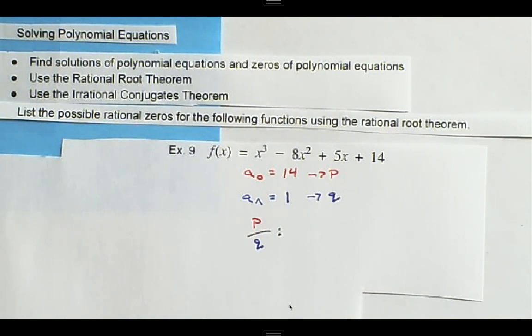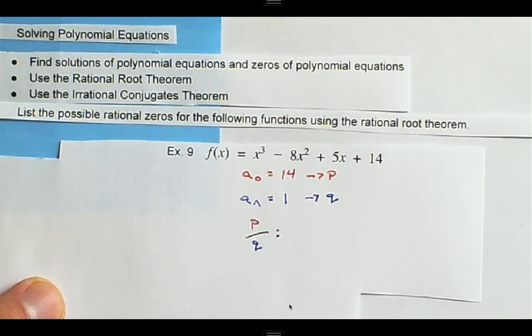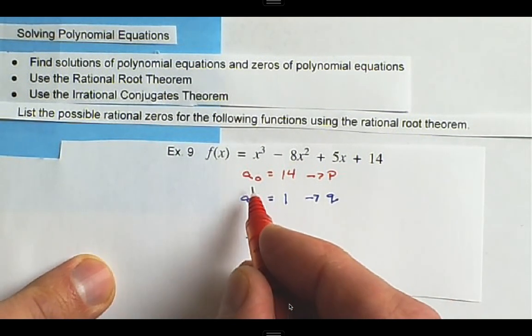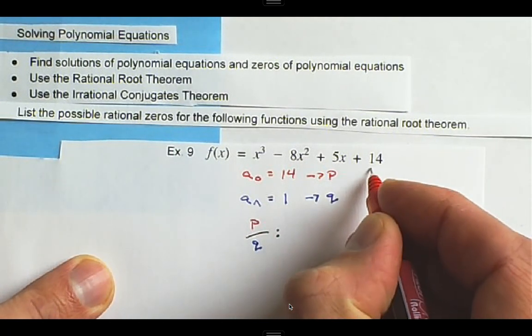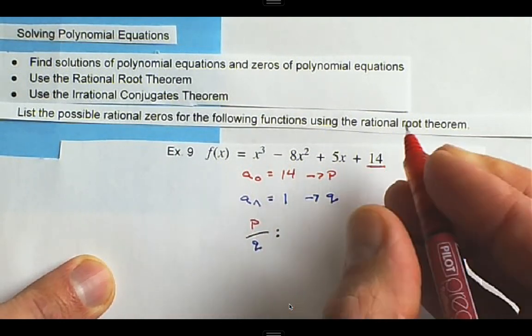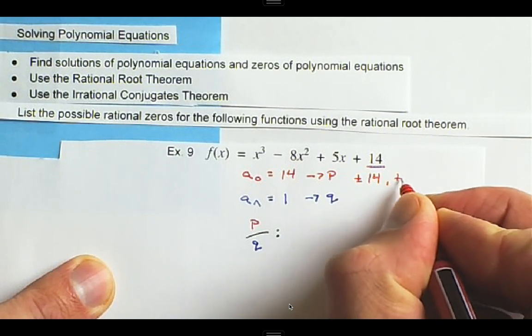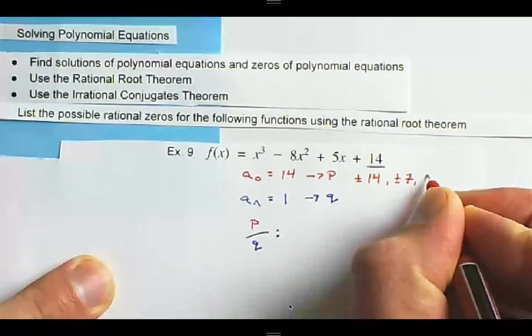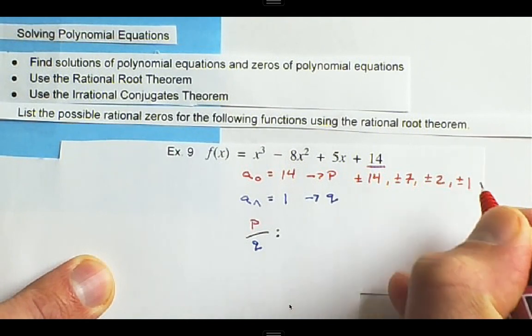We're solving polynomial equations, and we're using the rational root theorem to come up with all the rational zeros. And so we know that we're trying to find P over Q. All the factors of a sub 0 is P. So a sub 0 is equal to 14. So all the possible factors for P are plus or minus 14, plus or minus 7, plus or minus 2, and plus or minus 1.